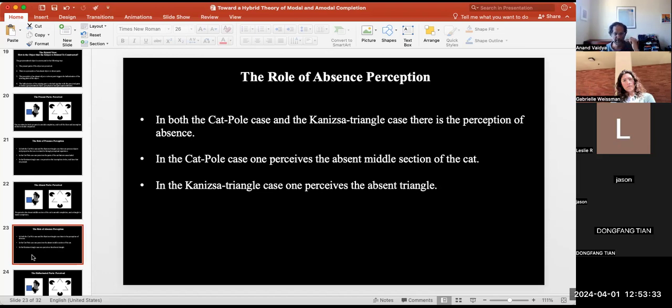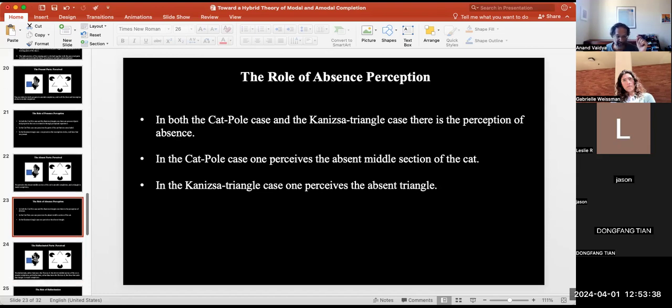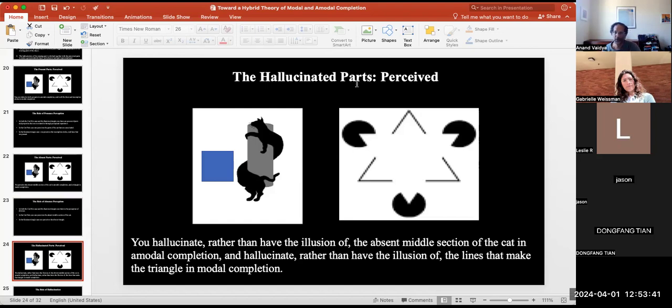And now we want to build on this absence perception into something that relates to hallucination, the hallucination parts. So what happens is you hallucinate, rather than have the illusion of, the middle absent section of the cat in amodal completion, and you hallucinate, rather than have the illusion of, the lines that make the triangle in modal completion. So again, it's hard for me to say in the cat case, because I have aphantasia, I really don't know what other normal people see.